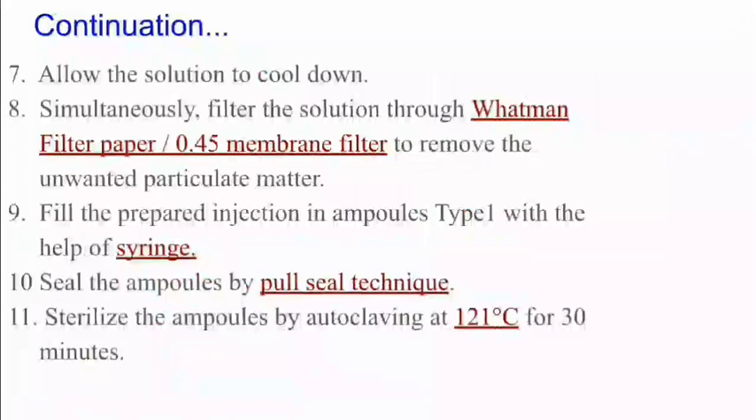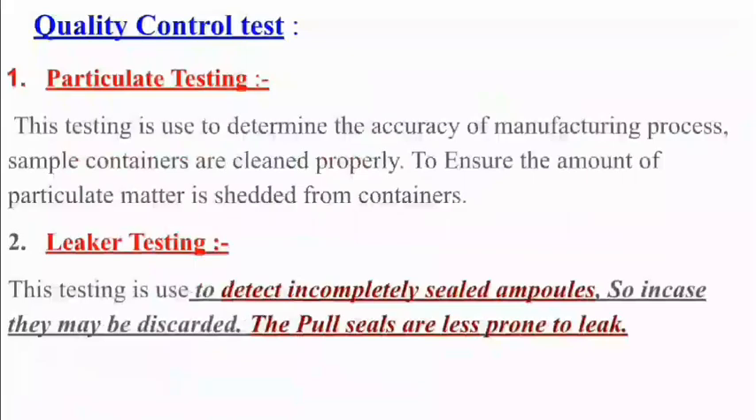Then allow the solution to cool down. Filter the solution through Whatman filter paper or a 0.45 micron membrane filter to remove unwanted particulate matter. Fill the prepared injection in type 1 ampoules with the help of a syringe. Seal the ampoules by the pull seal technique, which is less prone to leak. Sterilize the ampoules by autoclaving at 121 degrees Celsius for 30 minutes. Autoclaving is generally done at 121 degrees Celsius.